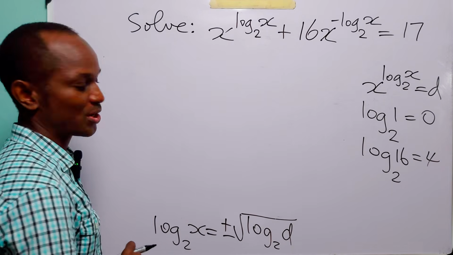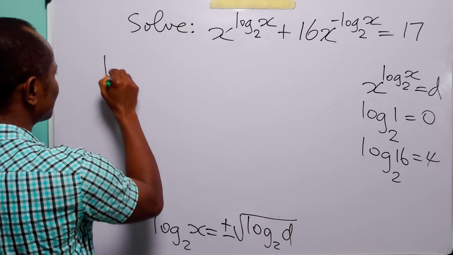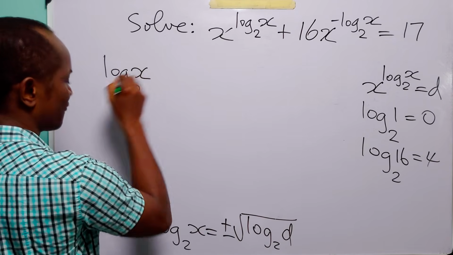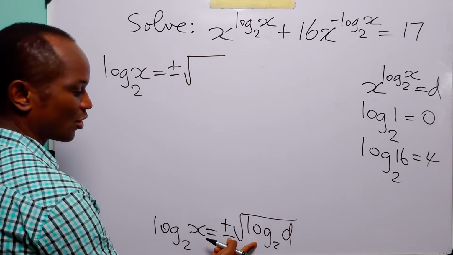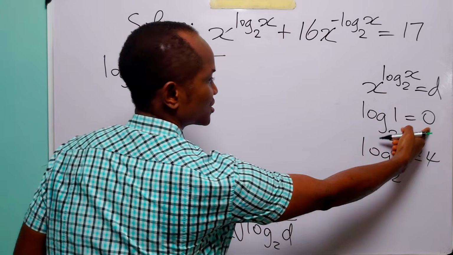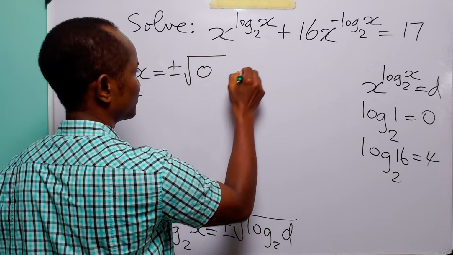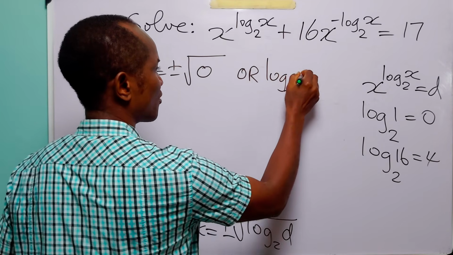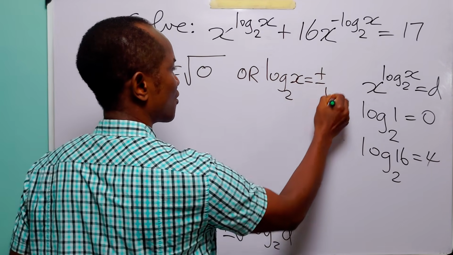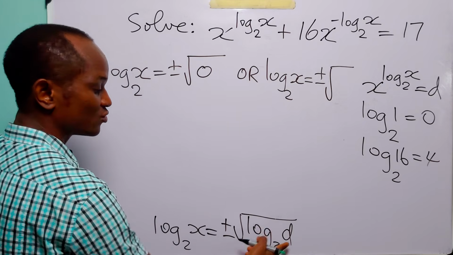So now back to this point. We have that either log to base 2 of x is equal to plus or minus the square root of log to base 2 of d, which in the first case is 0. Or we have that log to base 2 of x is equal to plus or minus the square root of log to base 2 of d in the second case.